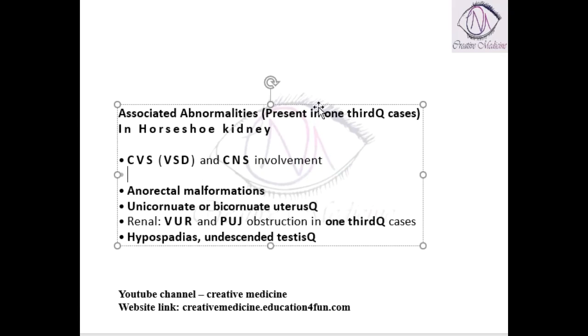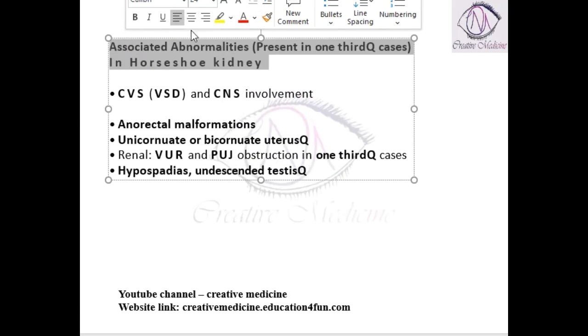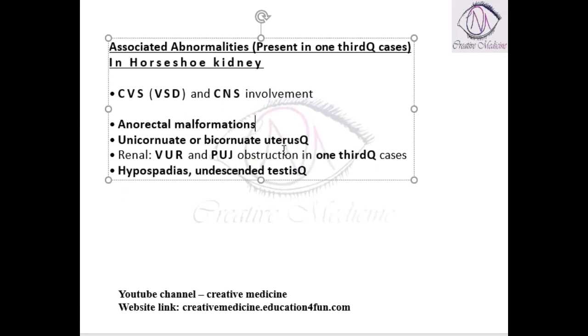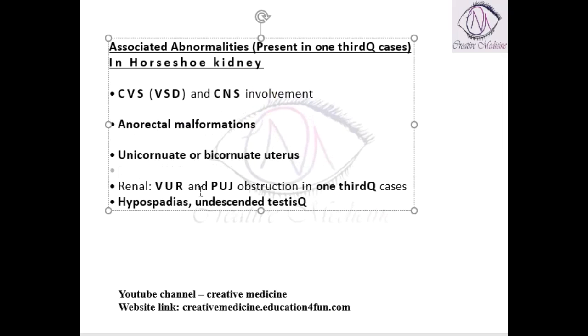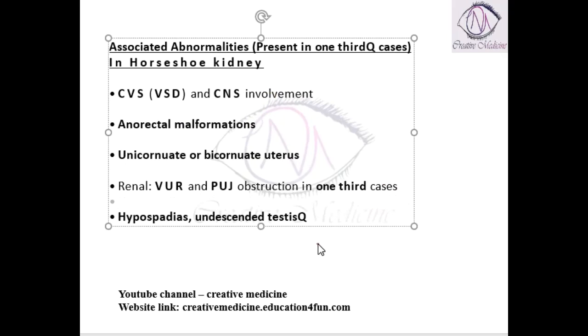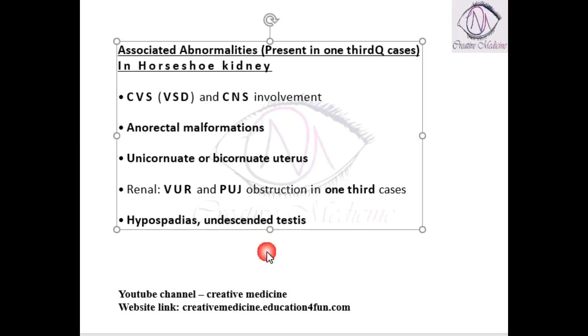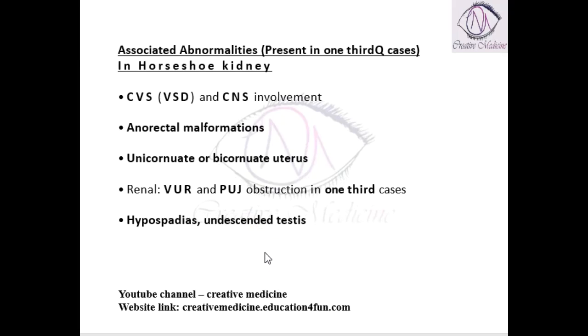Anorectal anomalies or malformations are common in horseshoe kidneys, and also unicornuate or bicornuate uterus can be seen, with renal abnormalities, which are vesicoureteric reflux or pelviureteric junction obstruction, which can be seen in one third of the cases. The patient might have hypospadias, or undescended testis is also seen in many of the cases. So these are the associated abnormalities in horseshoe kidney.